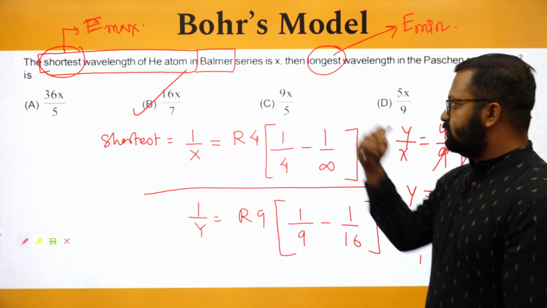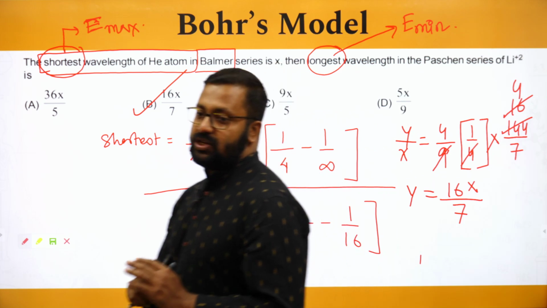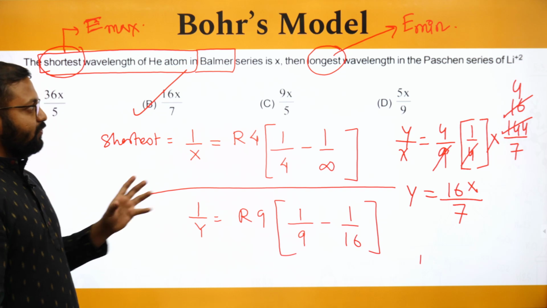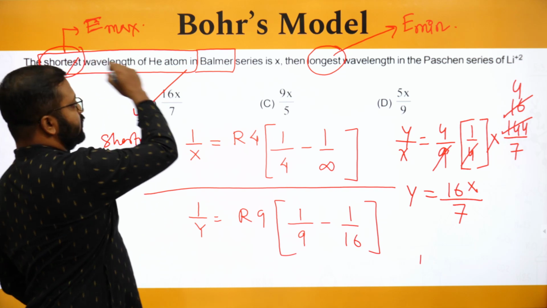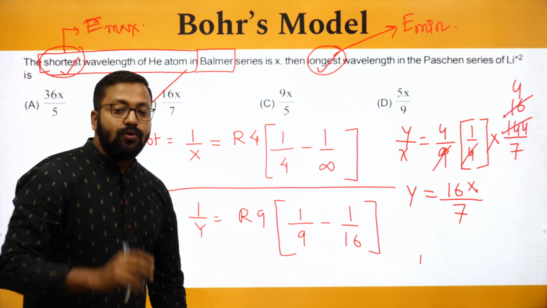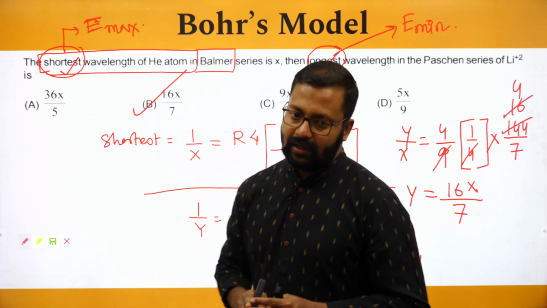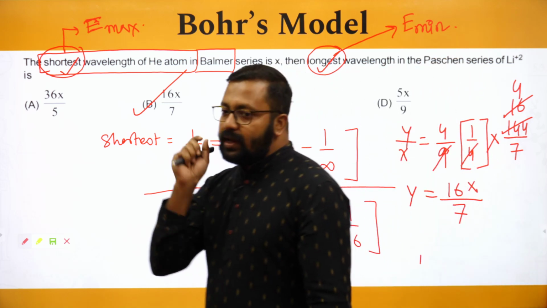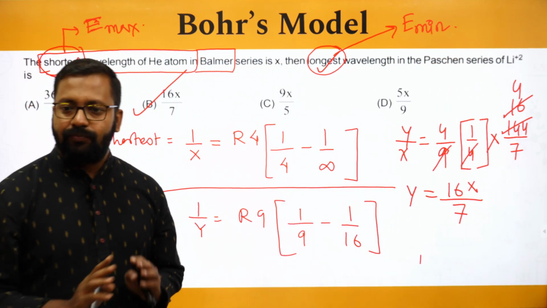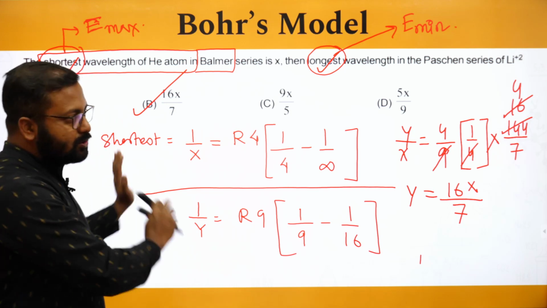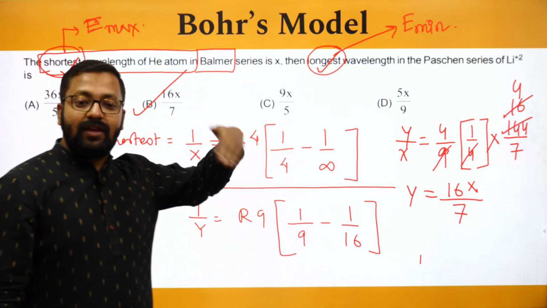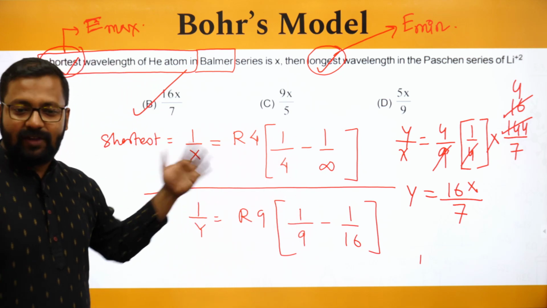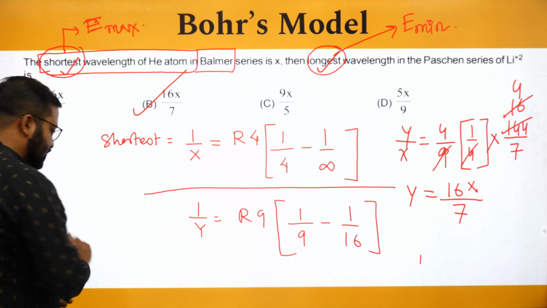How difficult was this question? The question would have become difficult had you not known what is shortest and what is longest. But now you know. Shortest and longest, that is the only catch in this question. I hope you have understood this part, and the next time you encounter such a question, you can solve it very easily. Let's move ahead.